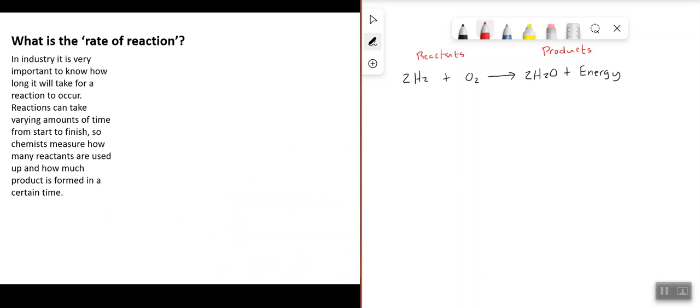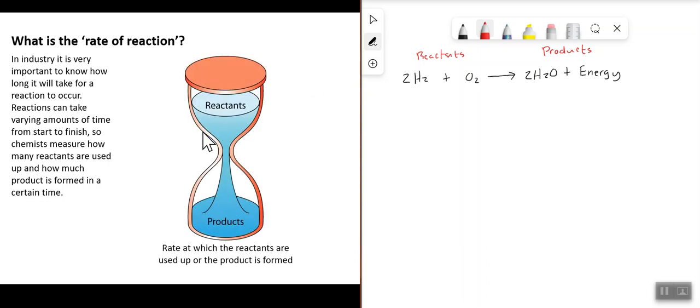So in industry, it's very important to know how long it will take for a reaction to occur. Reactions can take varying amounts of time from start to finish. So chemists measure how many reactants are used up and how many products are formed over a certain period of time. Okay, so we can set some kind of a timer, and then we can monitor, for example, how quickly the reactants are decreasing, or how quickly the products are forming.